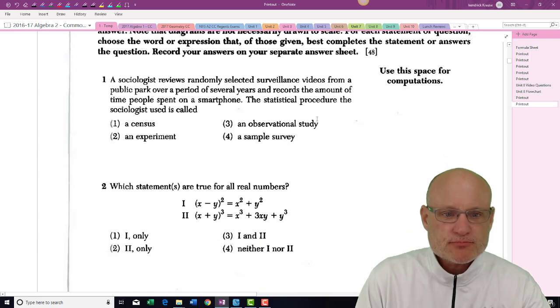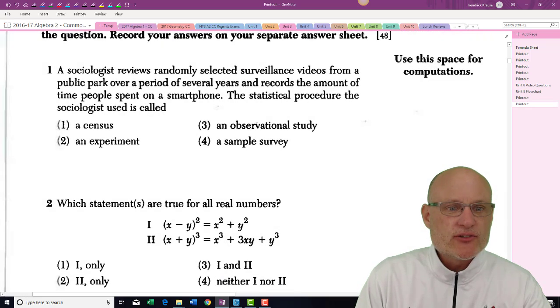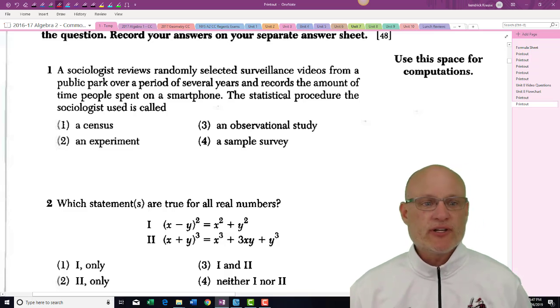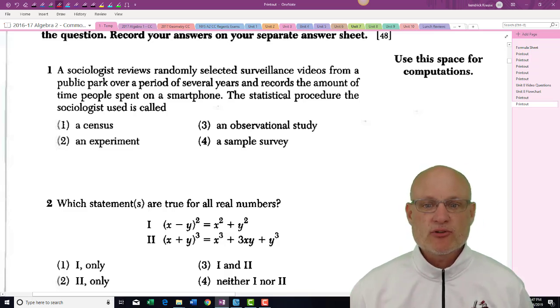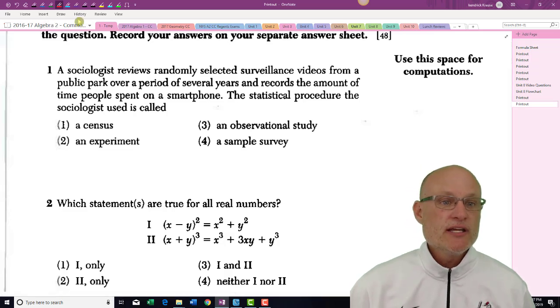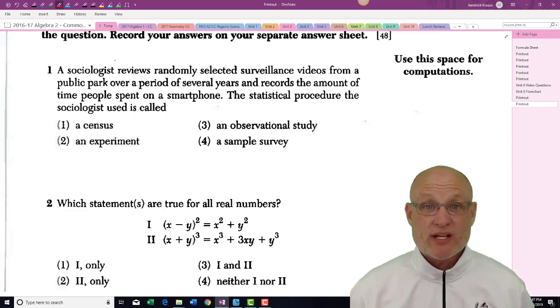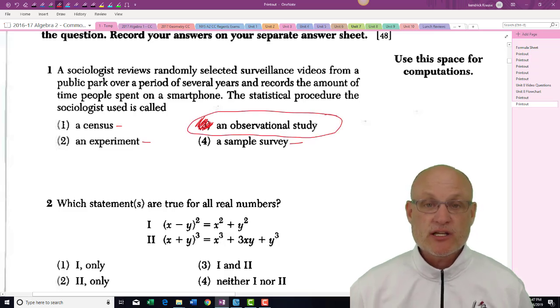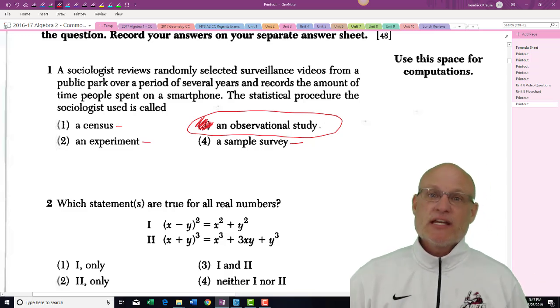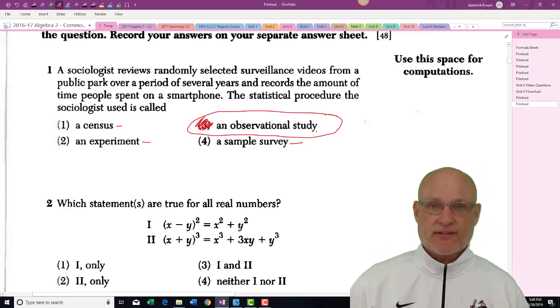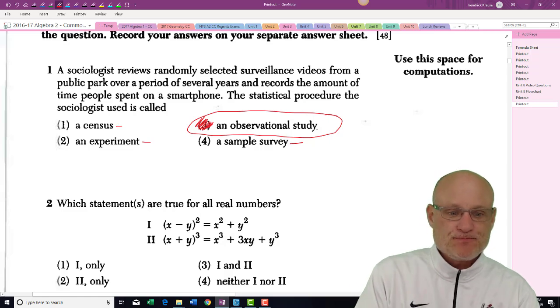Let's go. Number one: a sociologist reviews randomly selected surveillance video from a public park over a period of several years and records the amount of time people spend on a smartphone. The statistical procedure the sociologist uses is, listen, if the person doesn't know it's happening, it's clearly an observational study. Census, asking people. Experiment, doing something to people. Survey, asking people. It is clearly an observational study. And the key is always: do the people know something is happening to them? If they don't, then it's observational.